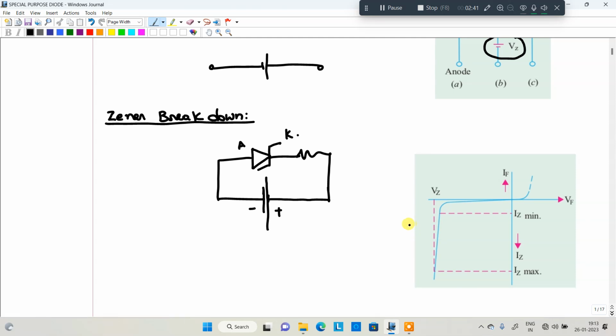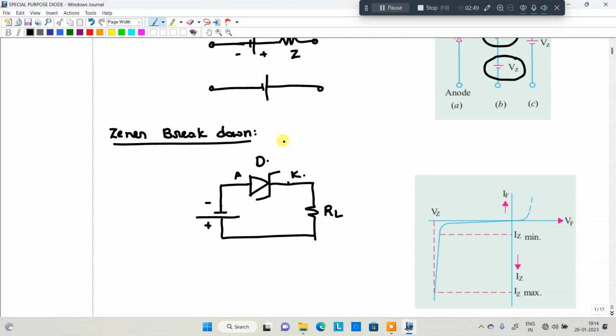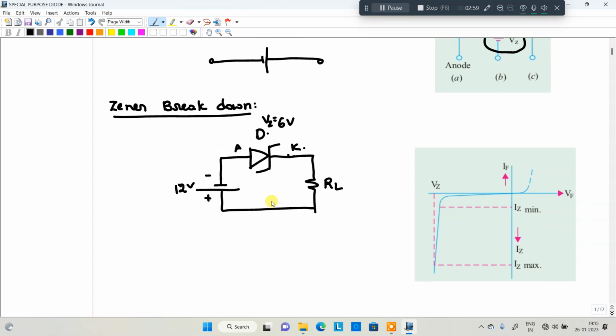In that case, for example, let me take the Zener voltage VZ as 6 volt. For example, you are applying 12 volt in the reverse direction. That means the anode is connected to negative, the cathode to positive. The Zener diode acts as reverse biased initially. The applied voltage is variable. We apply 1 volt initially, the Zener diode is reverse biased, so it is not conducting, it acts as an open circuit.